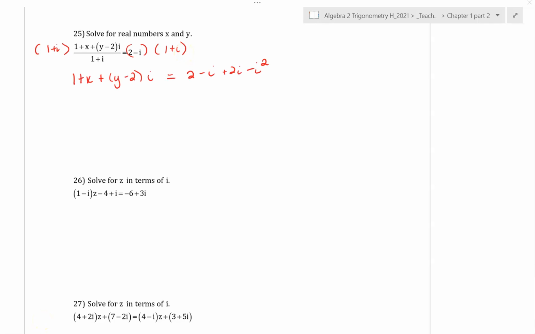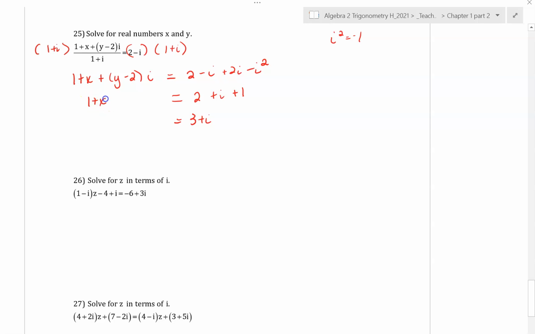Okay, so if you multiply the right side of the equation, 2 minus i, by 1 plus i, you end up with 2 minus i plus 2i minus i squared. Again, i squared is negative 1, so we have 2 plus i, and negative i squared is really just plus 1, since i squared is negative 1.